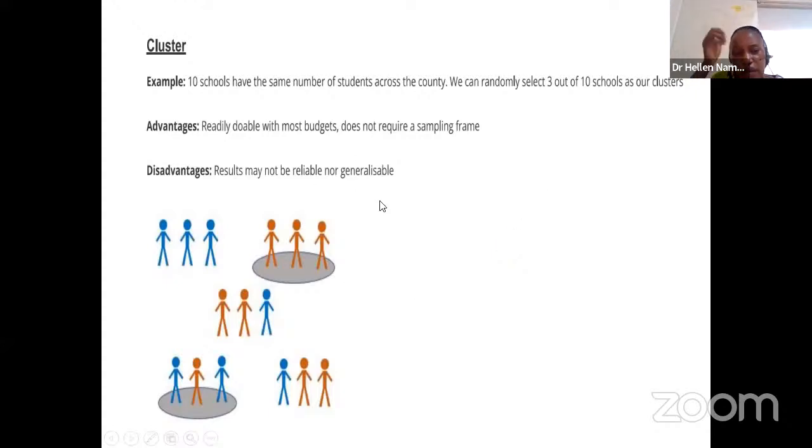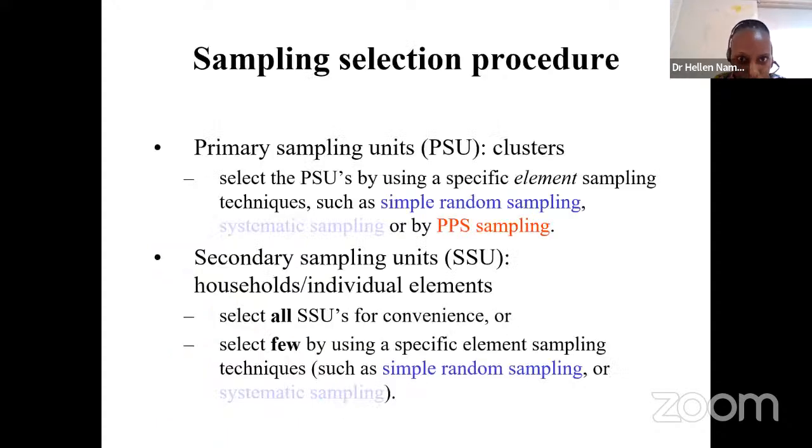So this is just an example when it comes to cluster sampling. For example, in case you've got 10 schools that have got the same number of students across the country, each school is a cluster, okay? So you decide to pick out only 3 out of the 10. So these 3 schools that you picked out of the 10, which are your clusters, are going to act as your sample. When you look at this particular diagram here, they're saying that you pick whatever is within a cluster and go ahead and use it. You can also still randomly select.